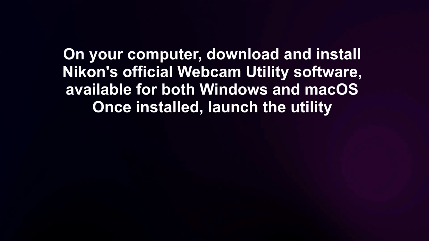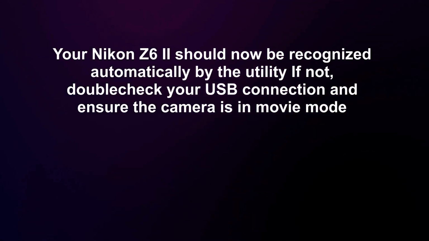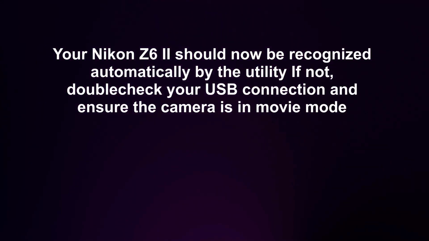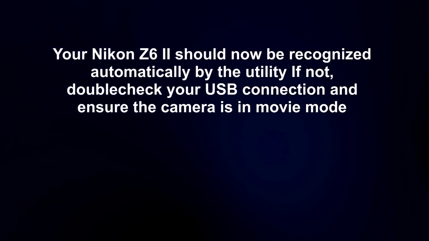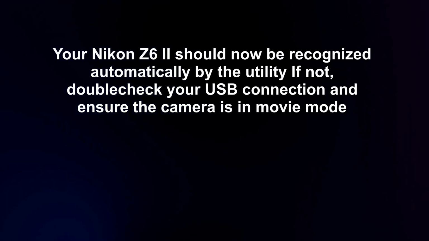Once installed, launch the utility. Your Nikon Z6 II should now be recognized automatically by the utility. If not, double-check your USB connection and ensure the camera is in movie mode.